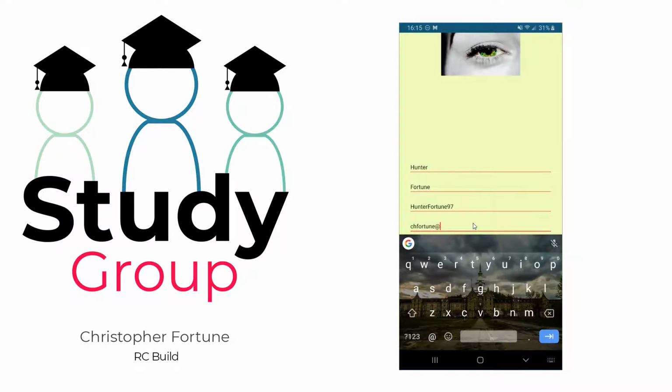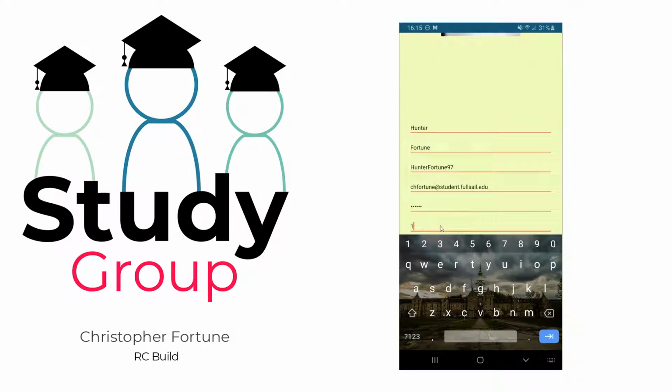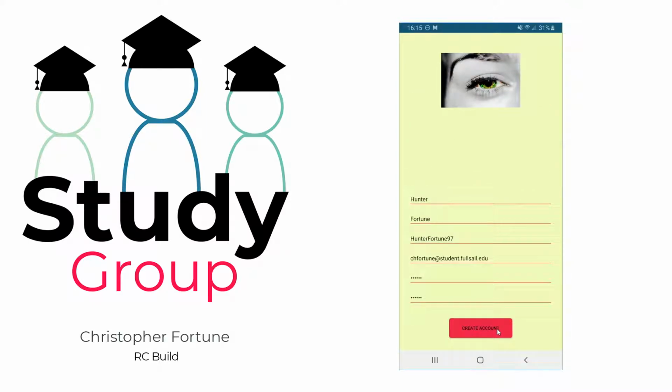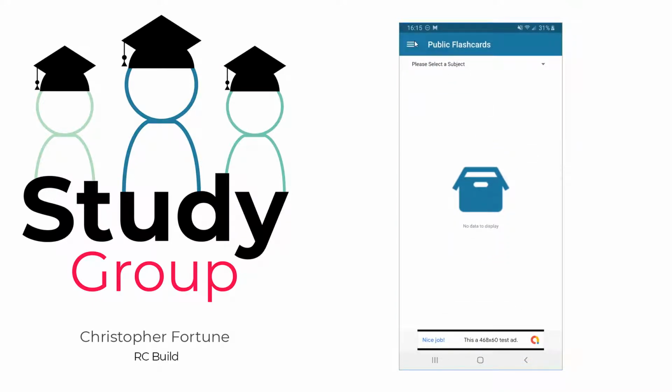Email, I'm going to use my school email here: chfortune at student.fullsail.edu. We'll enter in a password of 123456, and we will enter the password again to verify that we typed it in correctly. So let's go ahead and create an account here. As you can see, a progress bar is being displayed so that the user knows their account is being created. So that's creating an account.